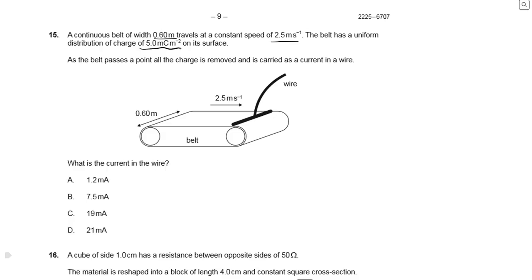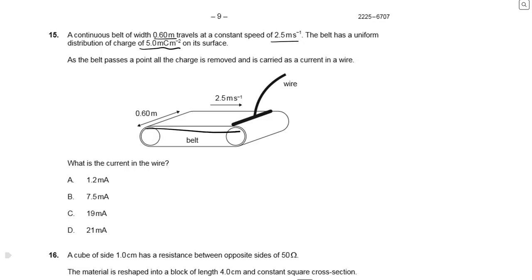15. A continuous belt 0.6 meters wide travels at constant speed 2.5 meters per second. Uniform distribution of charge on its surface. Okay, so across this entire area, we have 5 millicoulombs per square meter. As the belt passes a point, all the charge is removed and is carried as a current in the wire. What is the current in the wire?